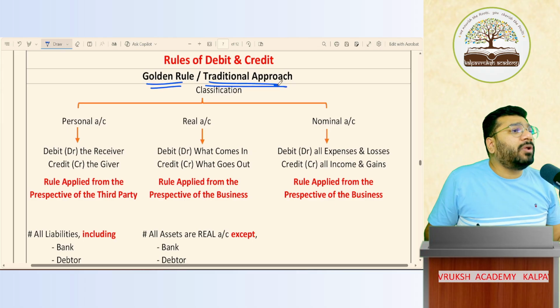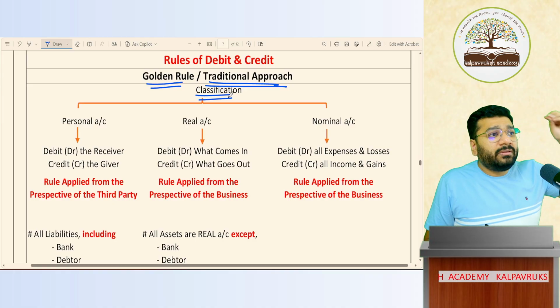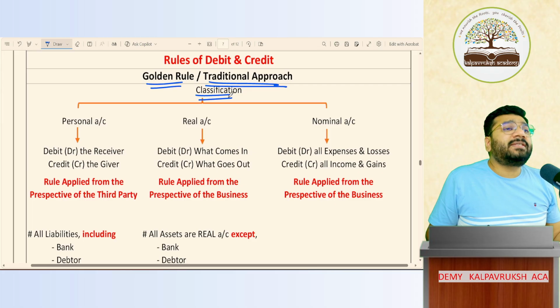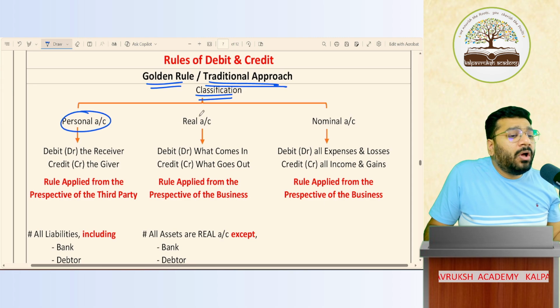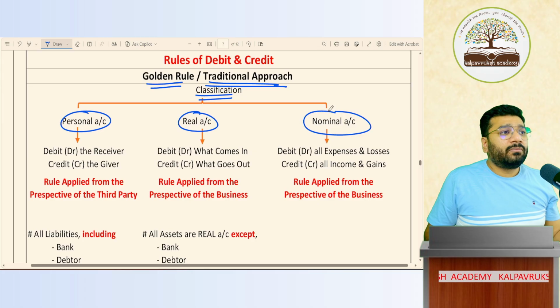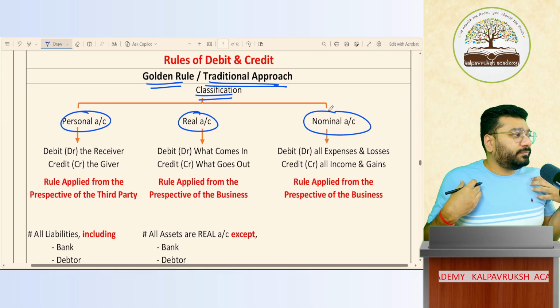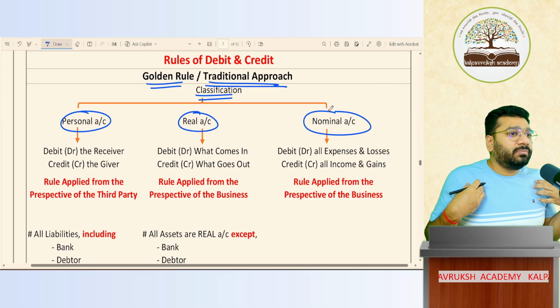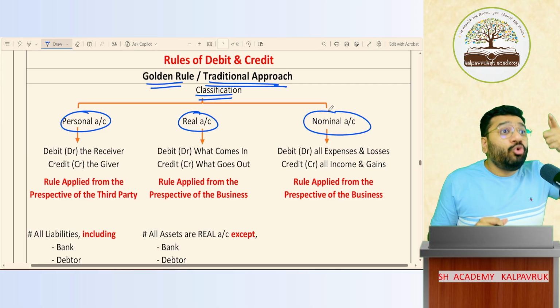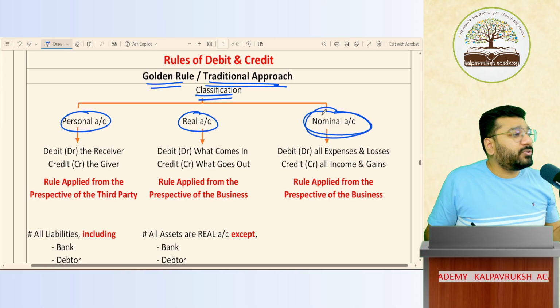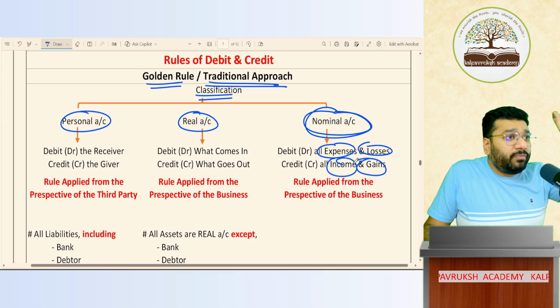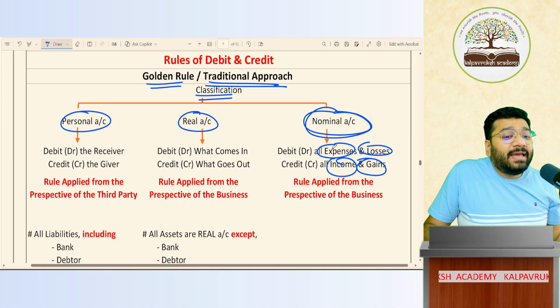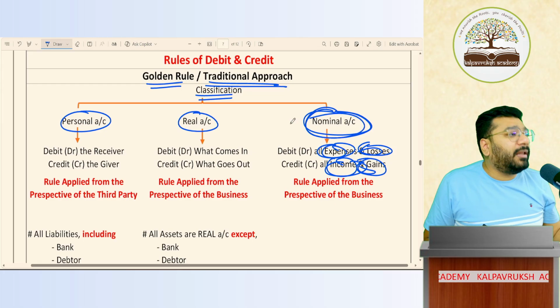In the last class, we began our discussion on the golden rule of accounting, also called the traditional approach or traditional classification. This is the old rule, in which all accounts can be classified as personal, real, or nominal. If I'm an expense account, income account, gain account, or loss account, I will go to the nominal house. If an account has a flavor of expense, loss, income or gain, it will go to the nominal account.